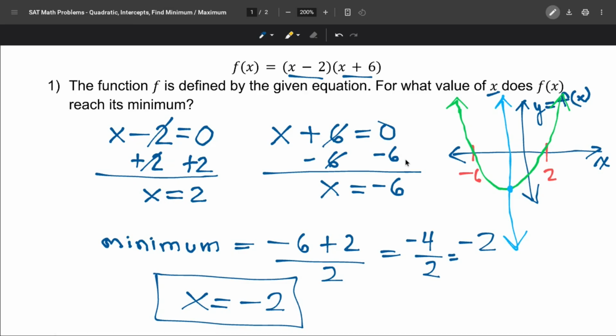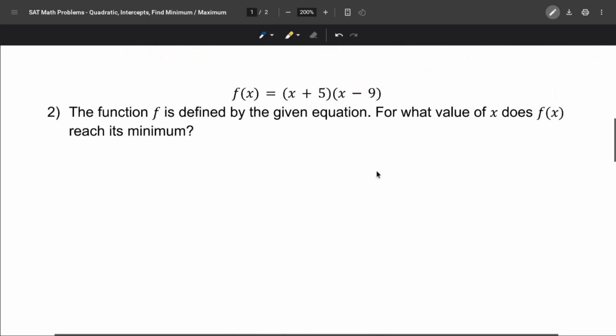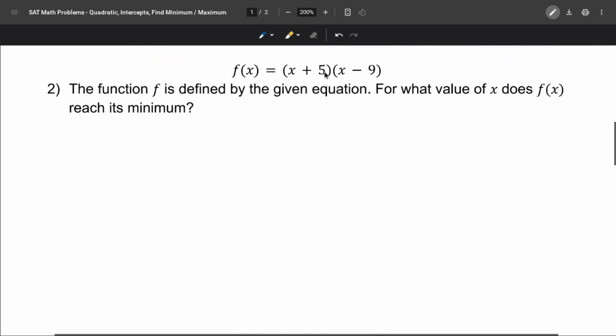All right, let's try some more to make sure we've got the hang of this. Okay, we have another one. f of x equals x plus 5 times x minus 9. The function f is defined by the given equation. For what value of x does f of x reach its minimum? So it's going to be halfway in between these intercepts. So we're going to set each of the factors equal to 0.